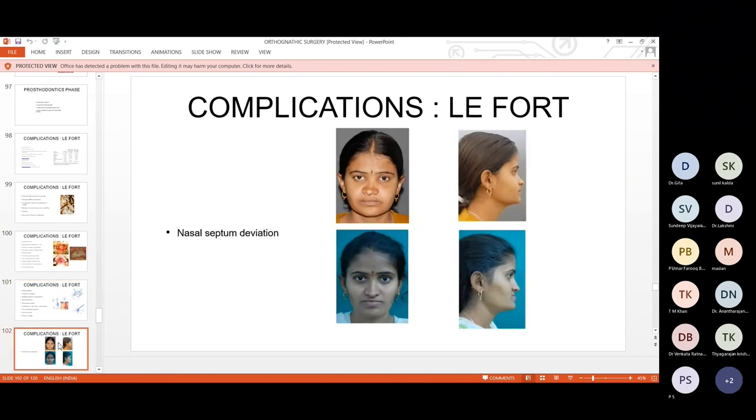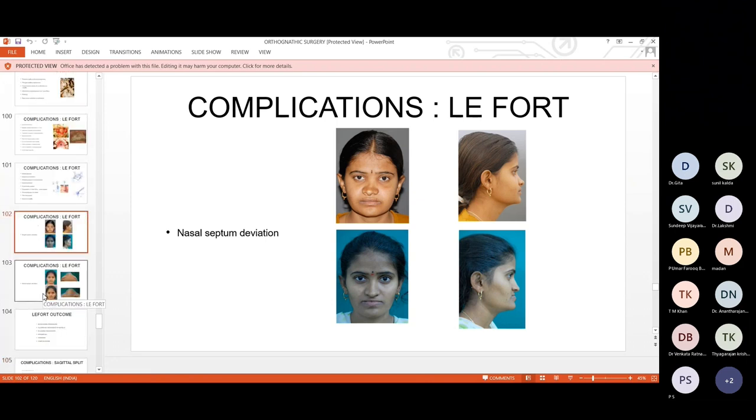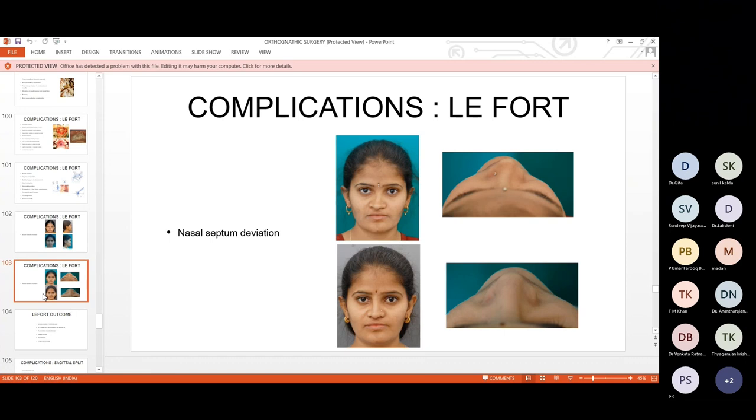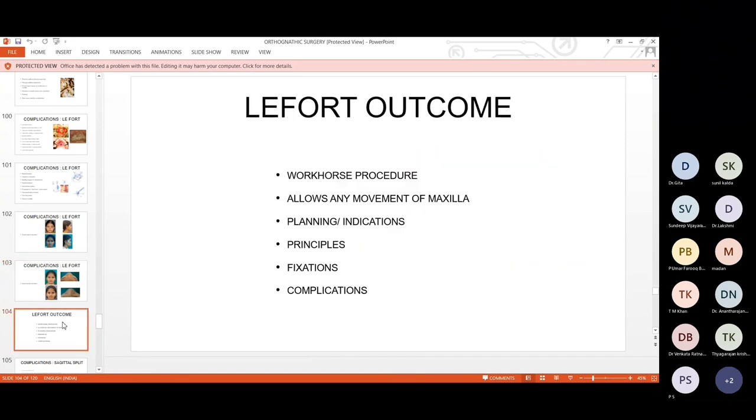Nasal septum deviation, you can see that it is corrected. You can correct it by an onlay bone graft and a rhinoplasty in a second stage. So Le Fort I is a workhorse procedure that allows any movement of the maxilla. Good planning, indications, principles, fixation, and good adherence to all these will reduce the number of complications.